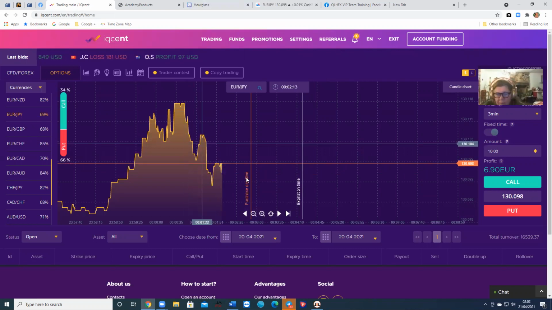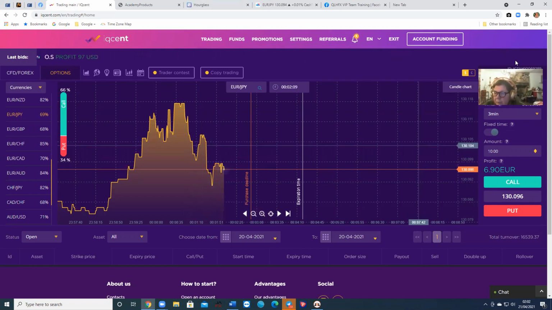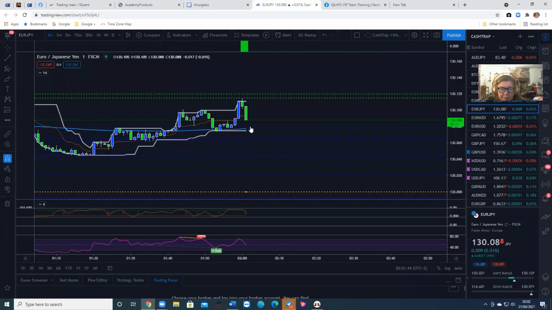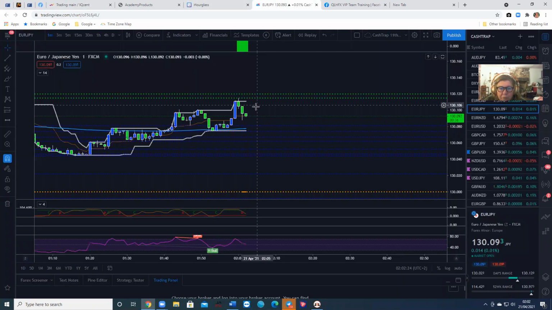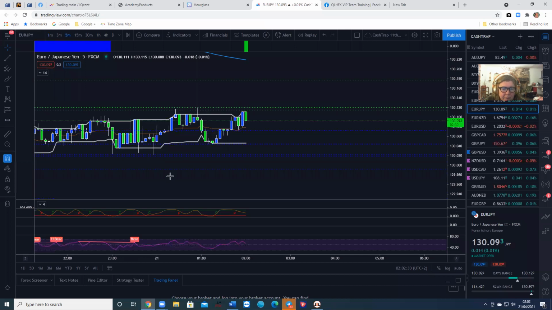So we have got a bit of a pullback going on there. And we are 3 minutes into this 5-minute candle. Oh, I'm on the 1 minute. Let's go to the 5 minute. Let's see what this looks like.